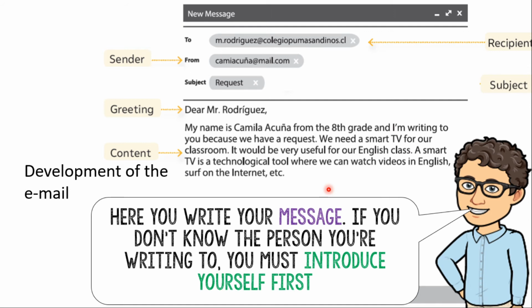We need a smart TV for our classroom. It would be very useful for our English class. A smart TV is a technological tool where we can watch videos in English, surf on the internet, etc. Entonces, ¿qué le está pidiendo Camila a Mr. Rodríguez? Le está pidiendo una smart TV para su sala de clase.